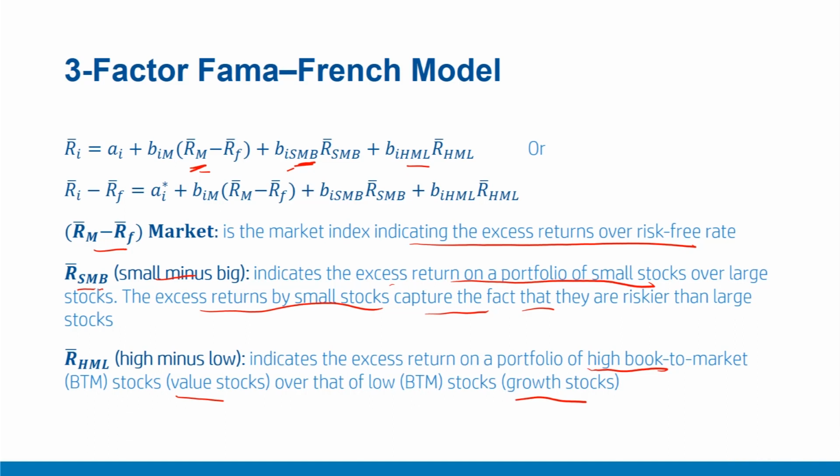Therefore, on average over long horizons, high book to market firms offer higher returns as compared to low book to market firms. To construct the size factor, analysts compute the difference between small and large firms based on market capitalization. So that is our R SMB, small minus big factor. The second variable, defined as high minus low, is constructed using the difference in returns between the high and low book to market firms, which is the value versus growth factor.